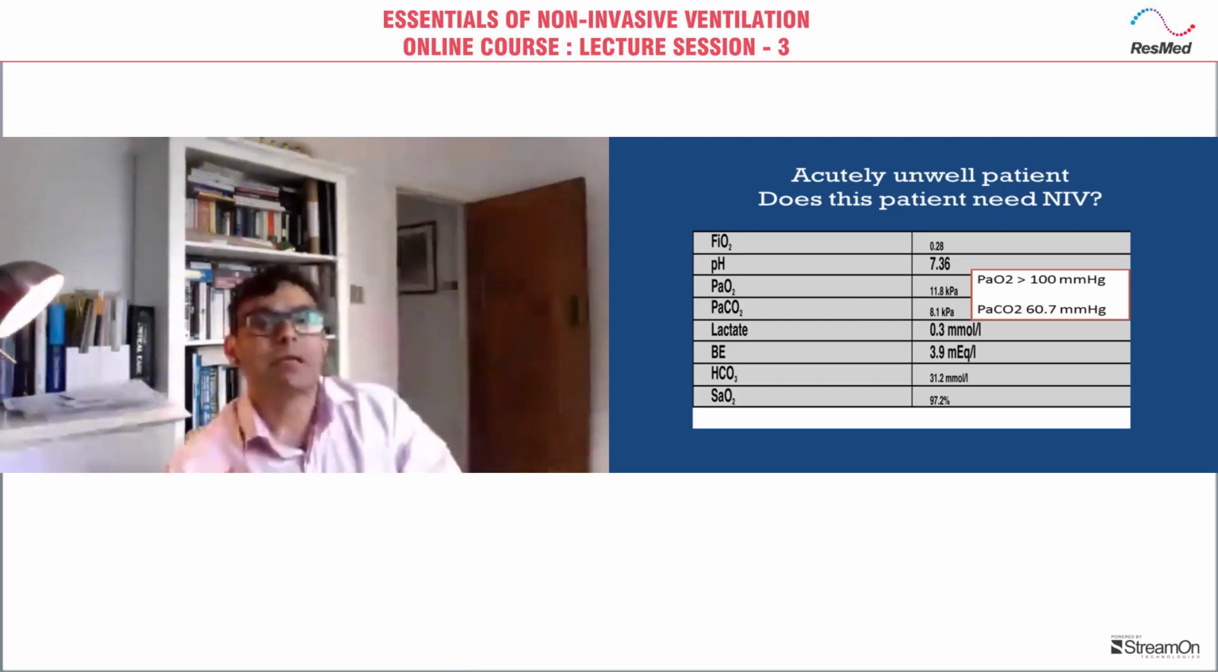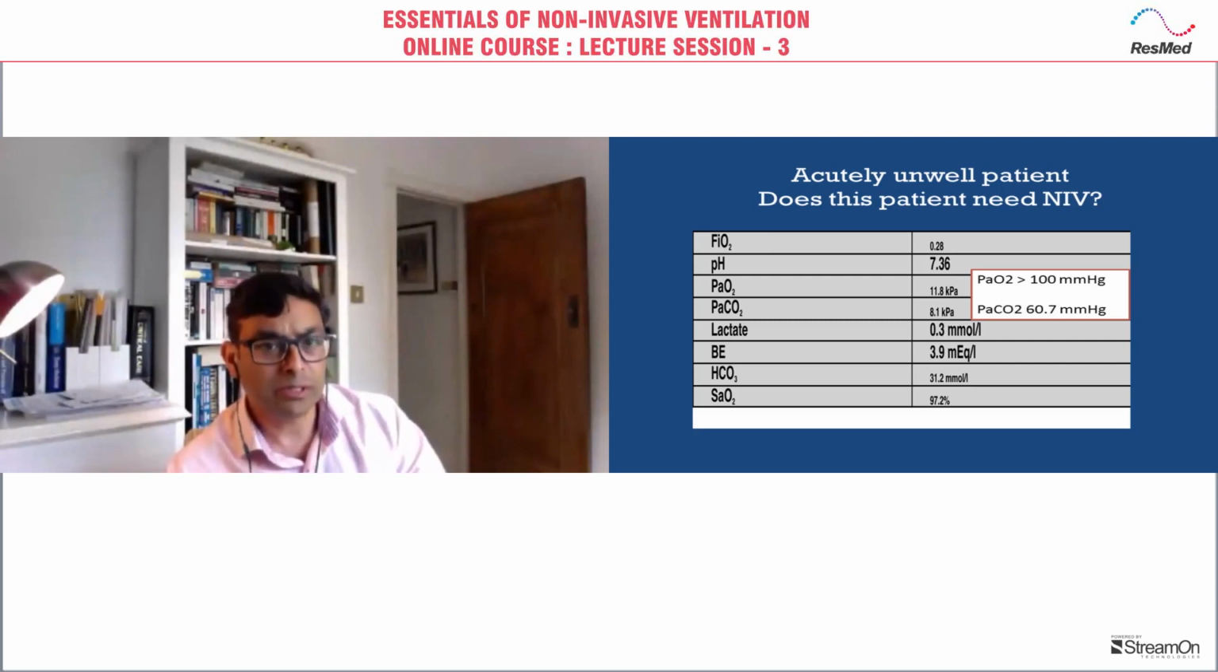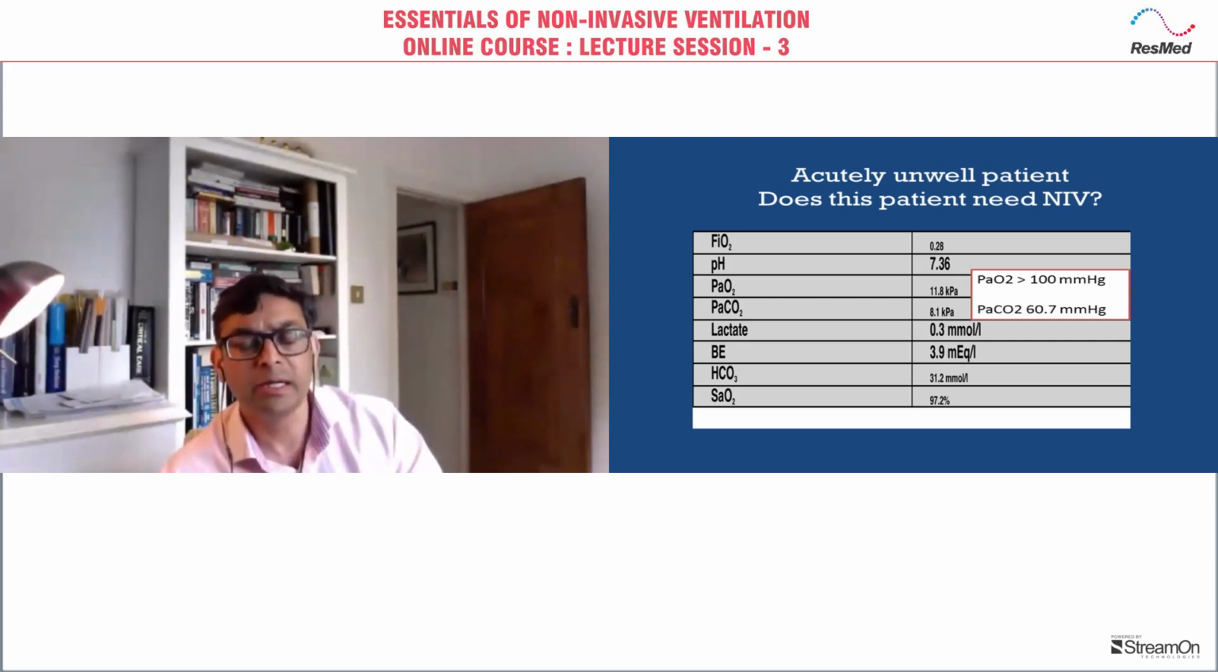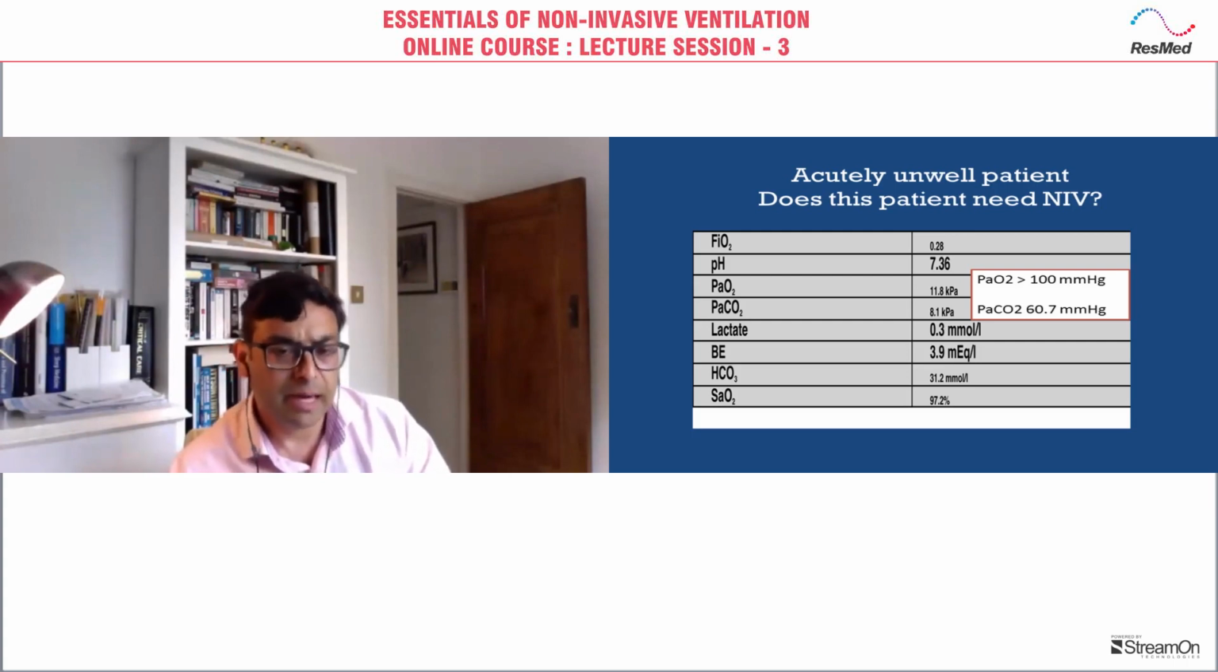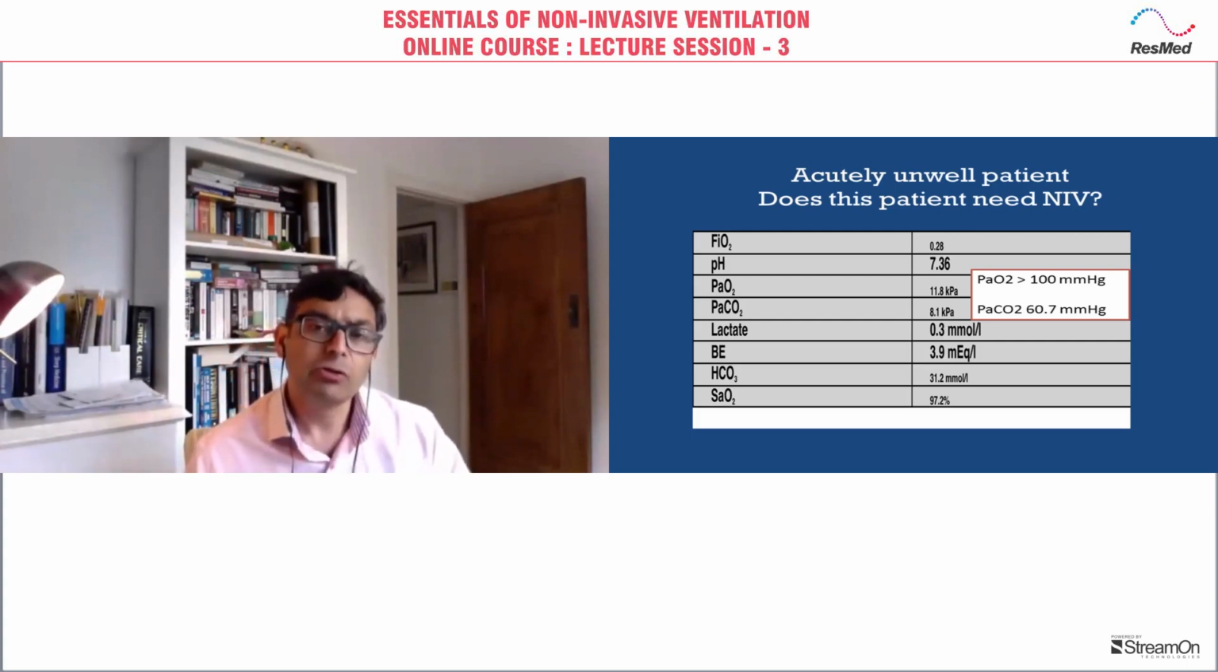So we'll take an example here. We have got somebody who is acutely unwell. So the question is, does this patient need non-invasive ventilation? They are being given 28% oxygen, pH is 7.36, PaO2 is more than 100 millimeters of mercury, and PaCO2 is 60.7 millimeters of mercury. And as we can see, their bicarb is 31 and saturation is 97%. So do they need non-invasive ventilation? I'll let you think for a couple of seconds.